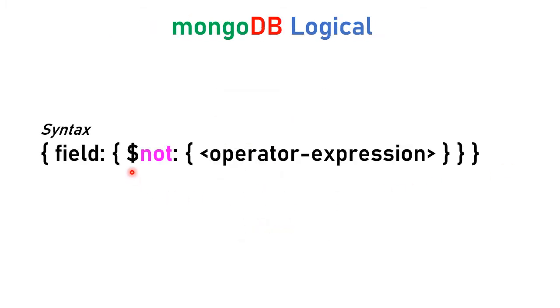The syntax for not: there's a field name, curly bracket open here, curly bracket closes here, then we have the field, then curly bracket open, then we have $not with a colon here, then curly bracket open and the operator expression. Curly bracket closes and the curly bracket closes for the not operator. This is the syntax for the not operator.